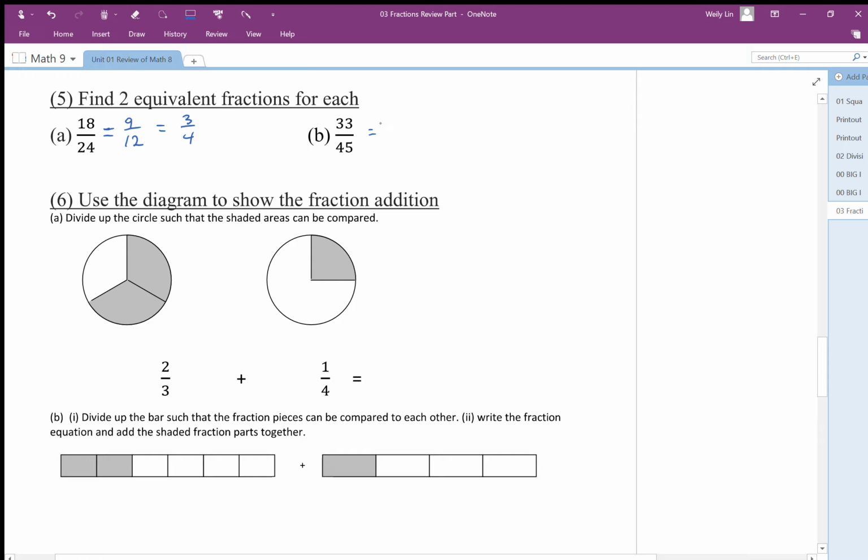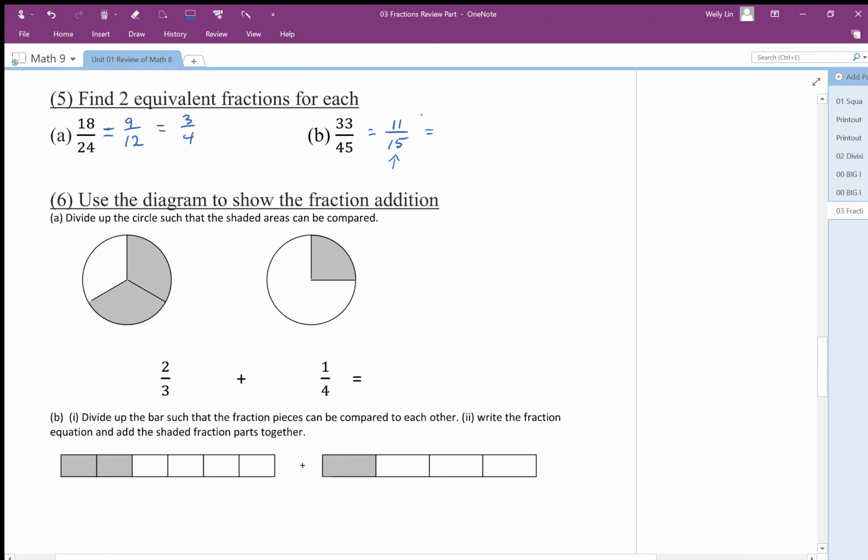Here we can again multiply or divide. Again, it looks like I have common divisors, so I'm going to simplify this to lowest terms fraction. So I'm going to divide by 3. So I end up with 11 over 15. These don't share any more common factors, so that is the fraction in lowest terms.